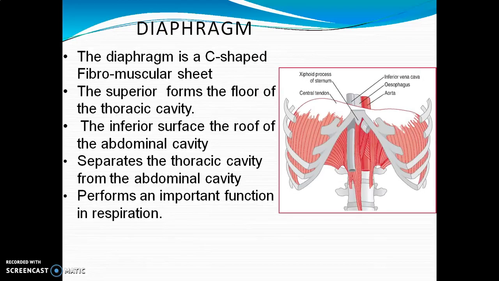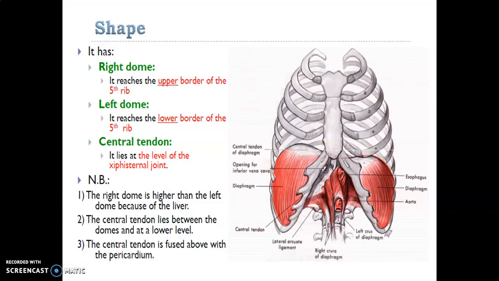We'll see about the diaphragm. The diaphragm is a C-shaped fibromuscular structure which divides the thoracic cavity from the abdominal cavity. It has a superior surface and an inferior surface. The superior surface forms the floor of the thoracic cavity, whereas the inferior surface of the diaphragm forms the roof of the abdominal cavity, dividing the two compartments, thoracic and abdominal. This muscle is responsible for inspiration during contraction.